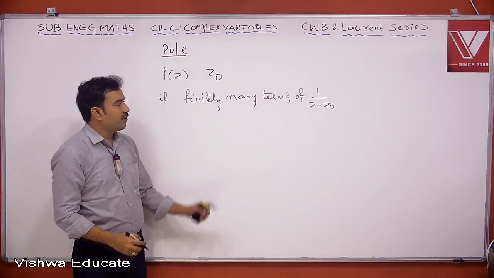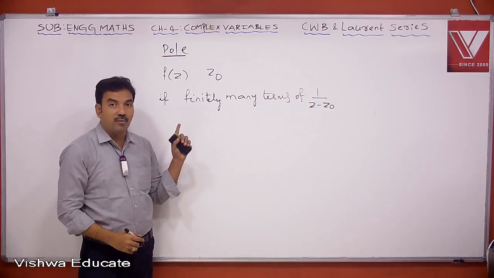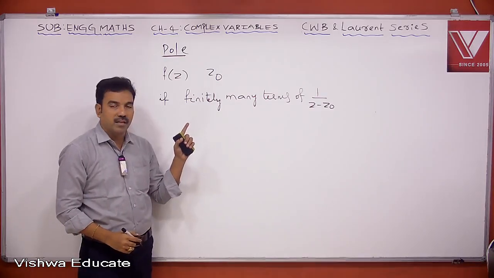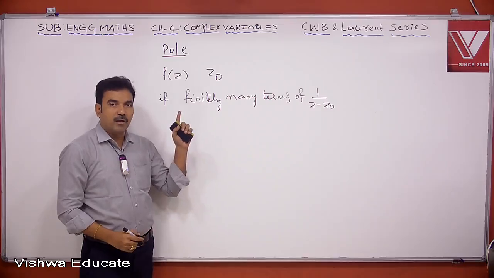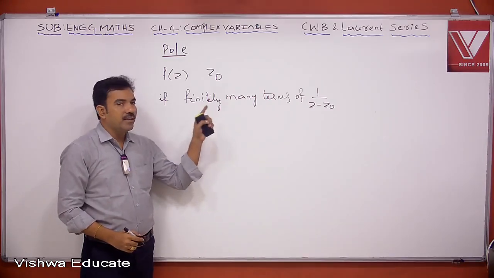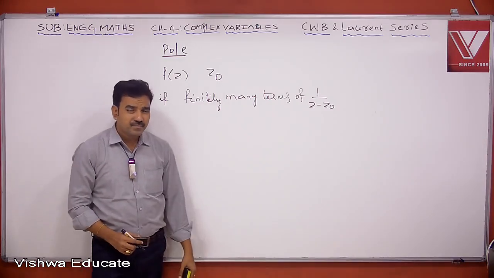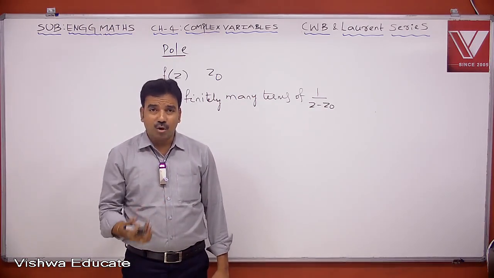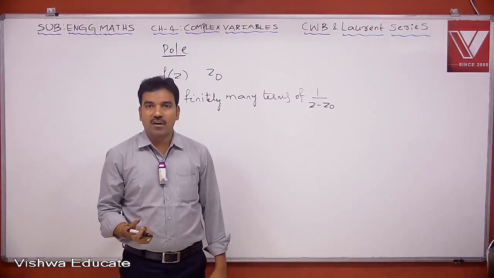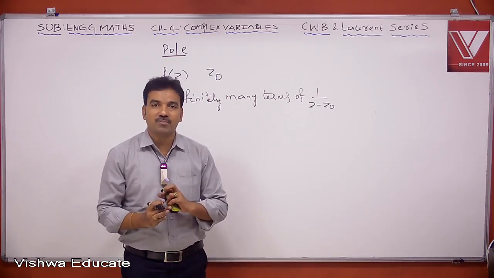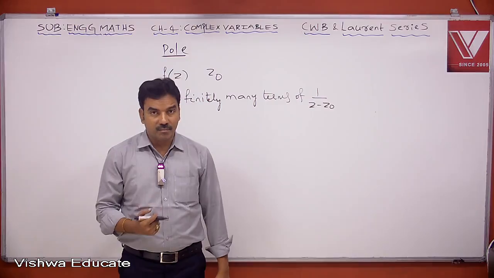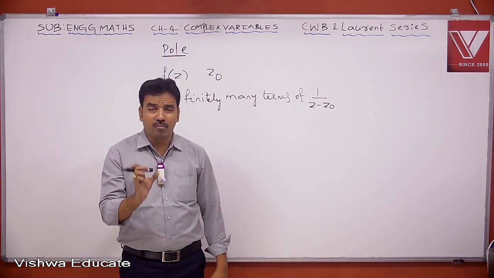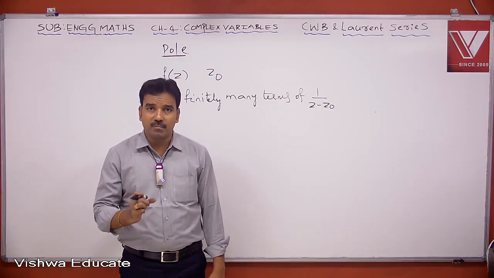So in case of a removable singular point, we should not have any terms of the form 1 by z minus z0. But in case of a pole, you must have finitely many terms. That means you may have only one term or two terms or 1000 or 1 lakh or 1 crore, but you must be able to count how many terms are there with the form 1 by z minus z0. Finitely means a countable number of terms of the form 1 by z minus z0.